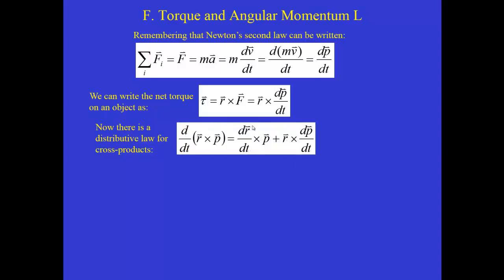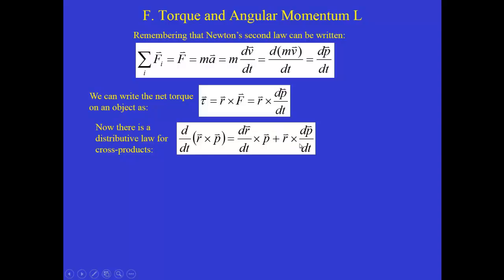So if we take the time derivative of a vector cross product, r cross p, then there's a distributive law where the first term is dr dt crossed into vector p, and then r crossed into dp dt. And that kind of makes sense by looking at the expression that we started with. Now why are we using this? Well, because if you look at the second term on the right hand side, that's exactly what we found the net torque on an object is equal to.